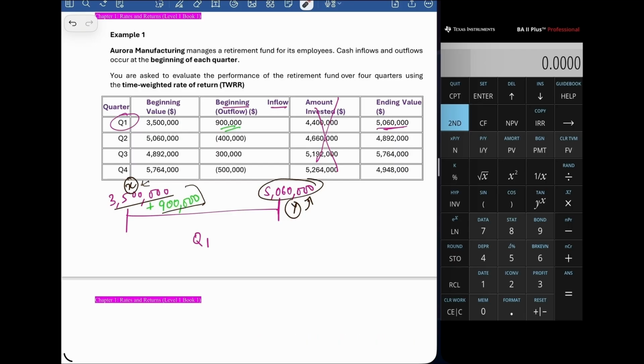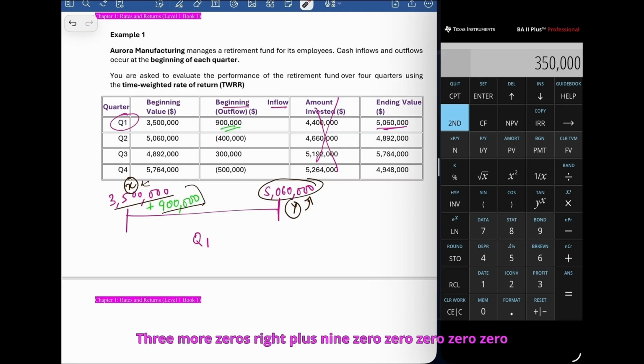Our X is this plus this. So let me just calculate it here. X value will be 3,500,000 plus 900,000. So our X value is basically this one. Calculation is already there, right? 4,400,000. So X value is this one.